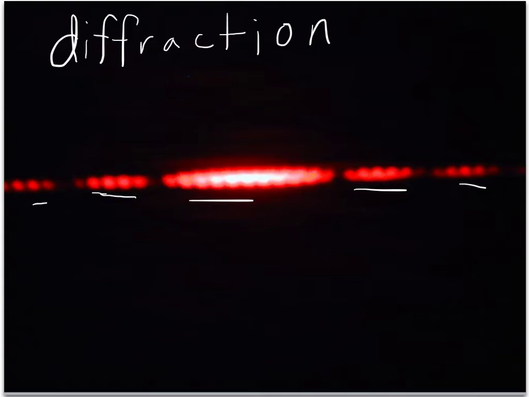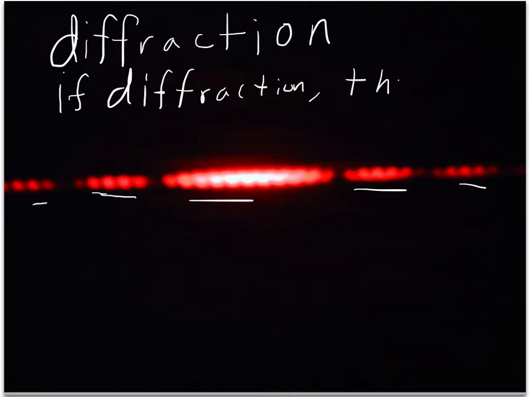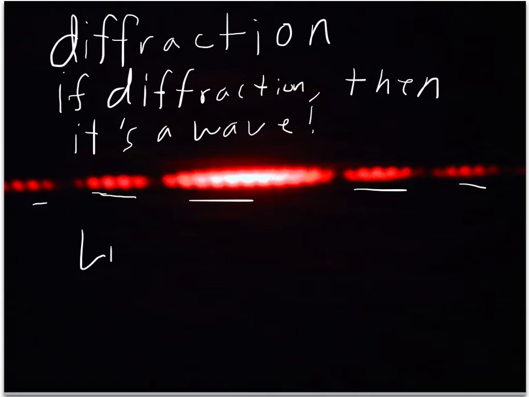Diffraction, as is classically understood, that means before we started getting into the quantum physics that came out of the double slit experiment, only waves can diffract. So if diffraction, then it must be a wave. So the double slit experiment, as shown here, proves that light is a wave.